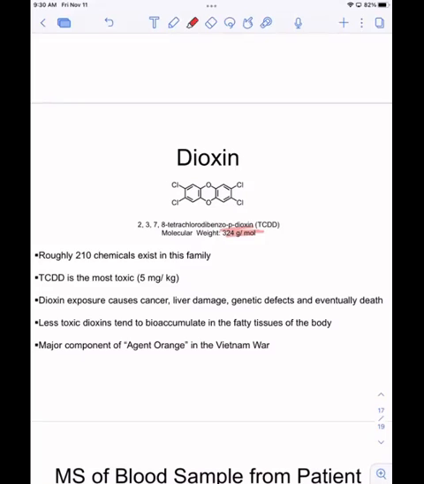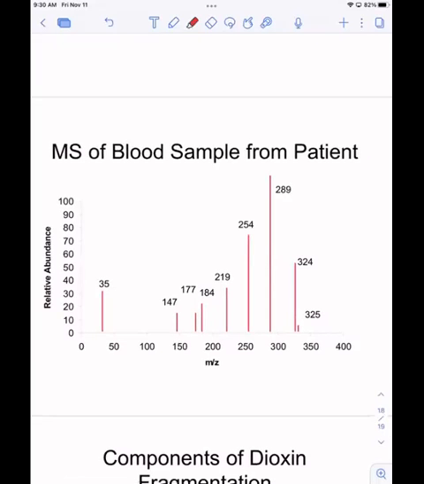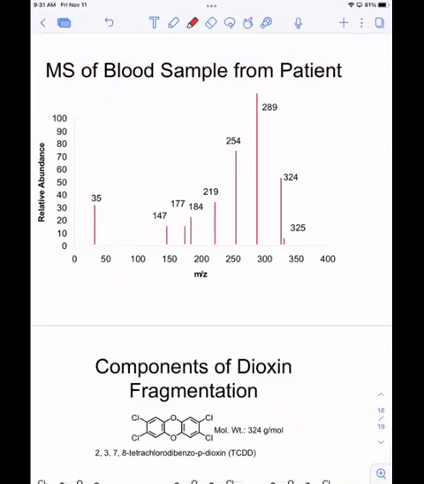But anyway, let's look at this blood sample. This is a mass spec of the blood sample. What do you think? Is this a piece of evidence against this wife, this dutiful wife who's trying to collect insurance? What am I looking for in the mass spectrum if dioxin is in this patient's system? The molecular weight, which was 324, right? So I'm looking for that. If I look at the mass spectrum, do I see that in pretty good abundance? Yes, I do. Right here.